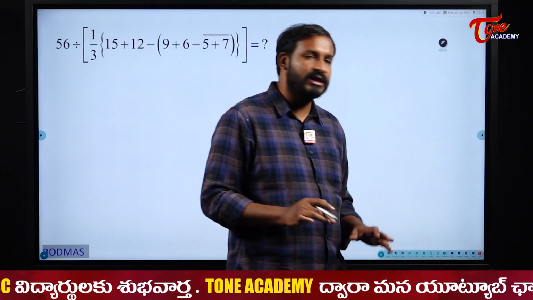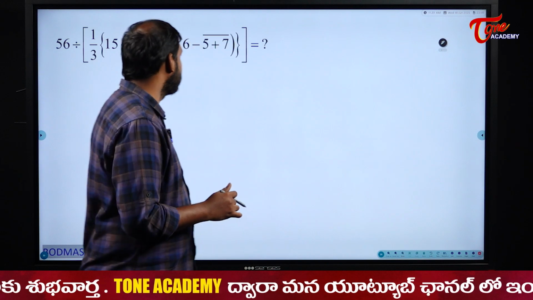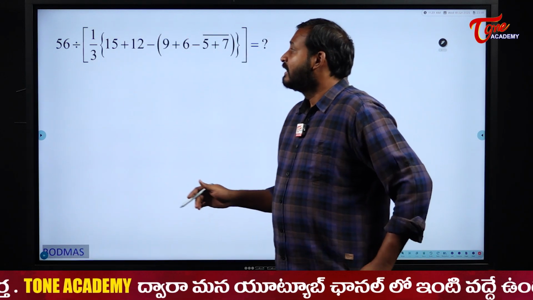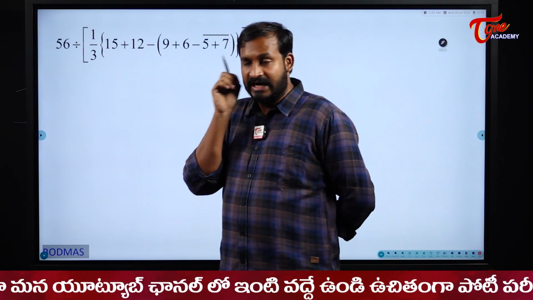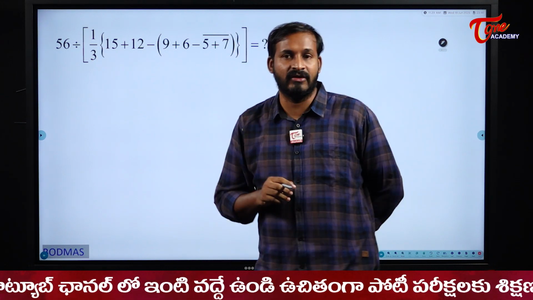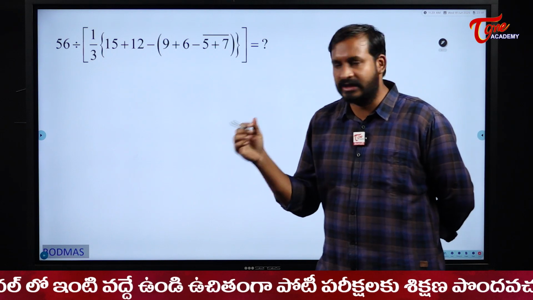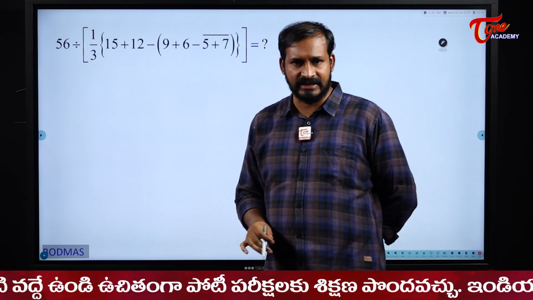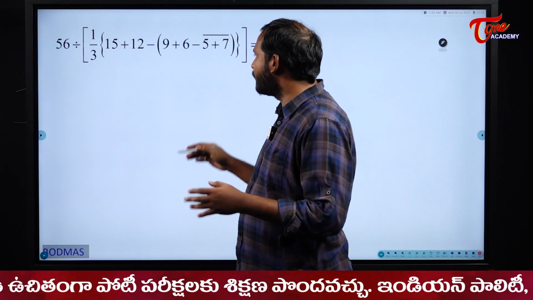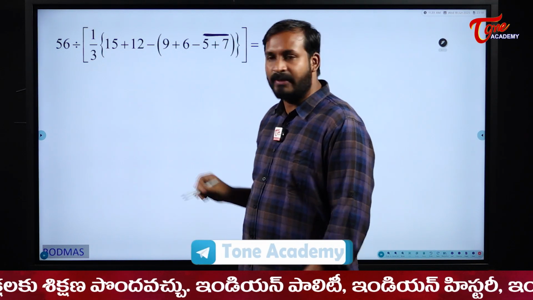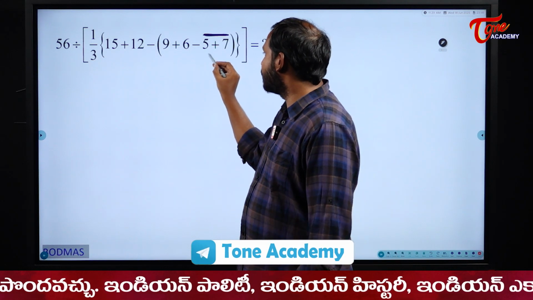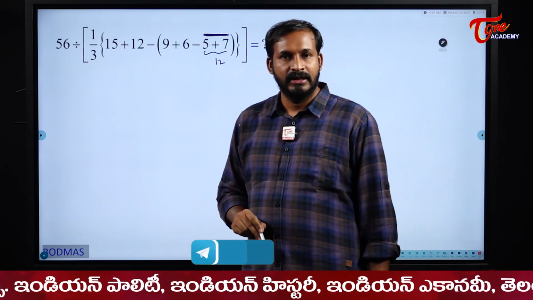Right, now we will solve the questions directly, students. Now see here, the first question. 56 divided by 1 by 3 and the brackets here, and then last I have a bar here. So as I have already told you, don't waste your time in writing all these things, students. Write on the paper or in the rough sheet, or directly 5 plus 7. So first I should give the importance to this bar, right? So 5 plus 7 will become what for me here? 12. It will become 12.